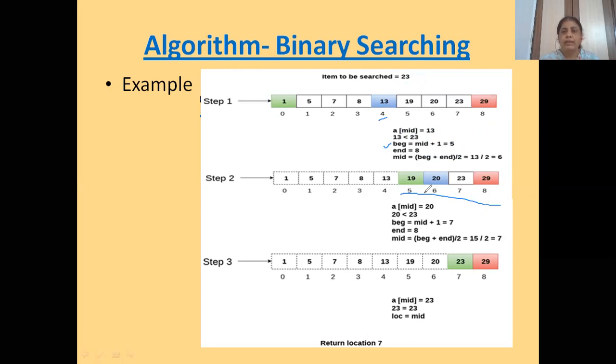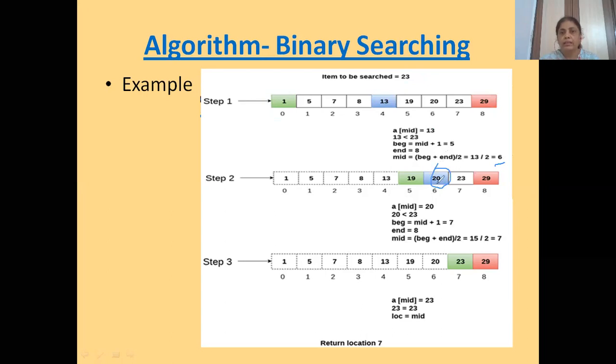So for that again we need to locate a midpoint. How will we find the midpoint? Again beginning plus end, divided by 2. Here the beginning is now 5 and end is now 8. So 5 plus 8 is 13, and 13 divided by 2 you will get 6.5. You have to take the integer value. So 6 is your midpoint.